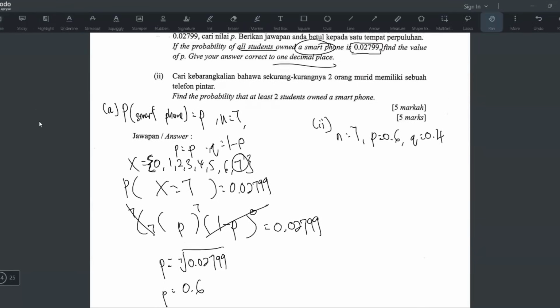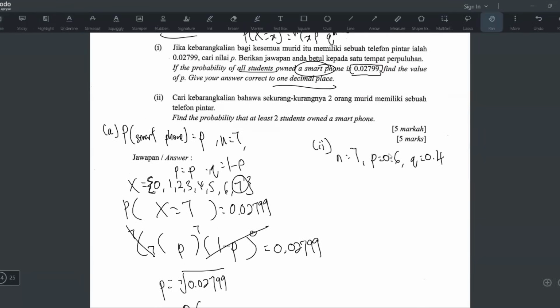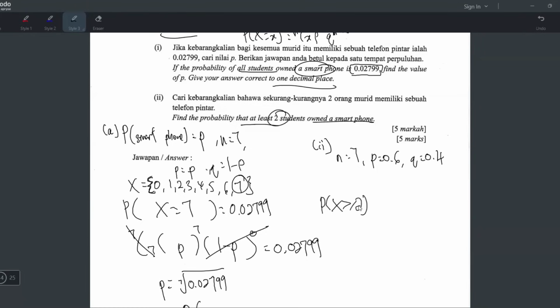But make sure you know that the 0.6 is probably the ones who own a smartphone. Okay, now let's see question 2. Find the probability that at least 2 students own a smartphone. It means they want P(X) bigger or equals 2. Yeah. P(X) at least, so bigger equals 2, right?